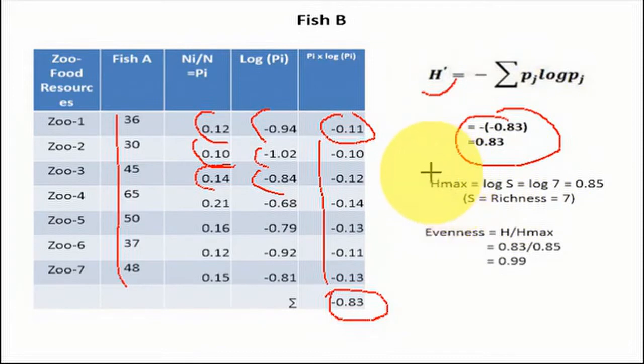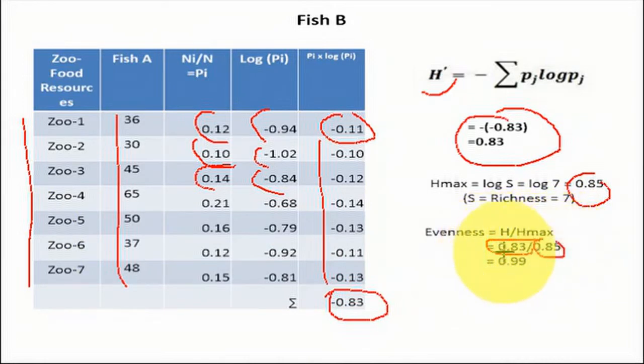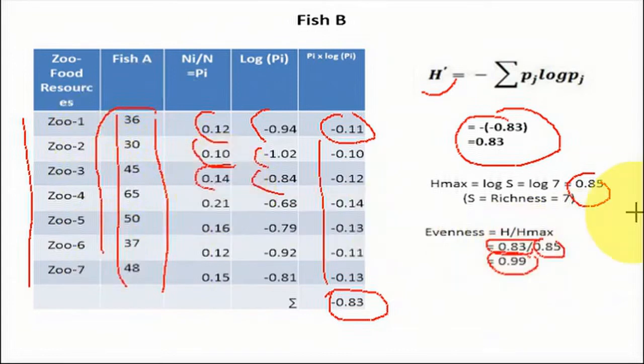Similarly, we can find out the H max, which is the same for fish B also, because we are considering the same table. A total of 7 species are there, so it is 0.85. Now you can see here the evenness, H by H max, where 0.83 is divided by 0.85, we are getting 0.99. So when more numbers are eaten, or you can record from the gut, you can find the Shannon index also increasing.